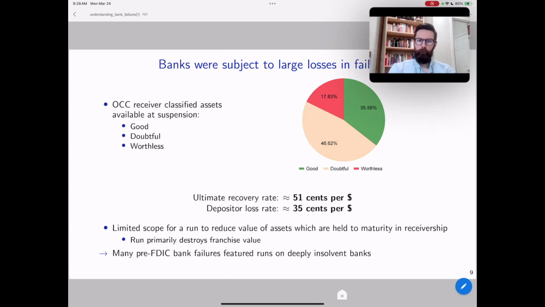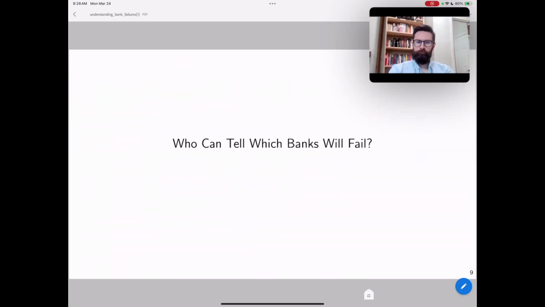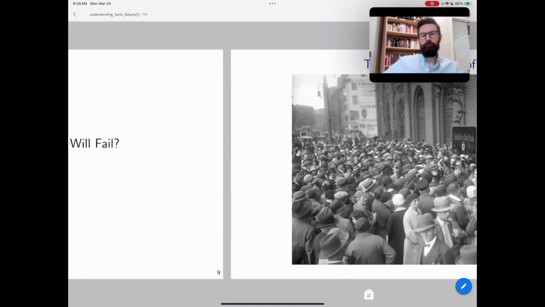There are more arguments in our papers, but there's a lot of evidence that suggests that these banks, mostly when they failed, were deeply insolvent. And you have a very hard time coming up with a logic where the run is the original cause of failure. Now, let me tell you, before I conclude, just very briefly about this other paper on the German crisis of 1931.